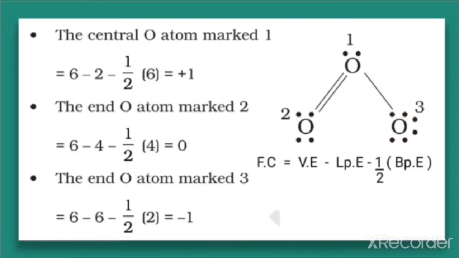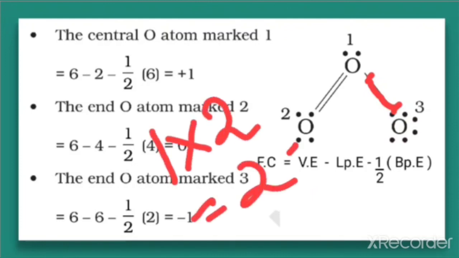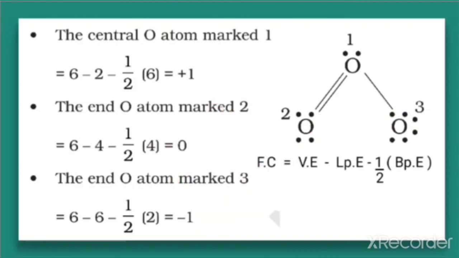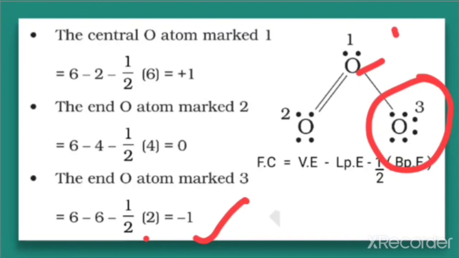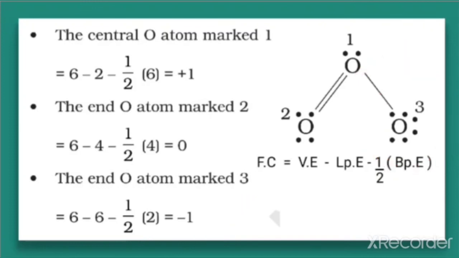What about the bond pair electron? Because here there is only a single bond, we can say that only 2 electrons are there. One bond, that means one bond into 2, that is equal to 2 electrons. So we are getting here 2. So when you solve this one, we'll be getting minus 1. So what is the formal charge on this? That is minus 1. So we come up with the formal charge for each oxygen atom.